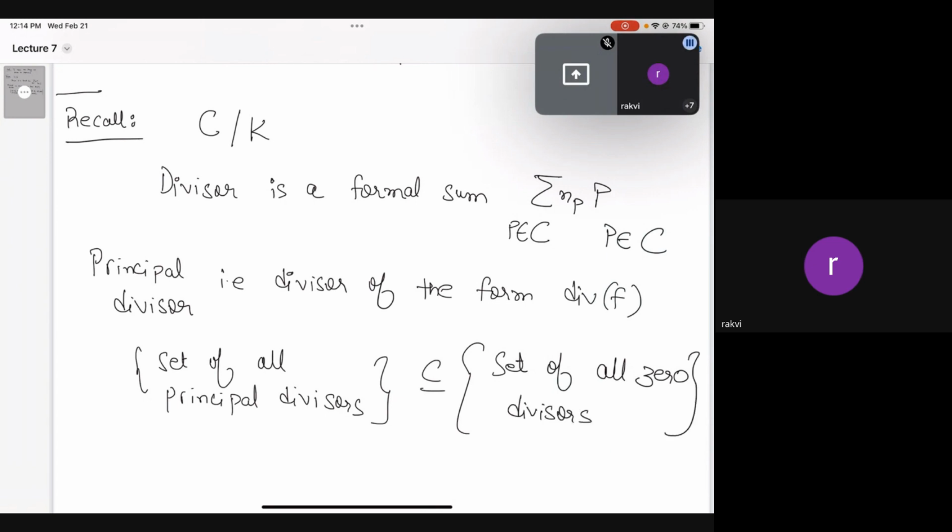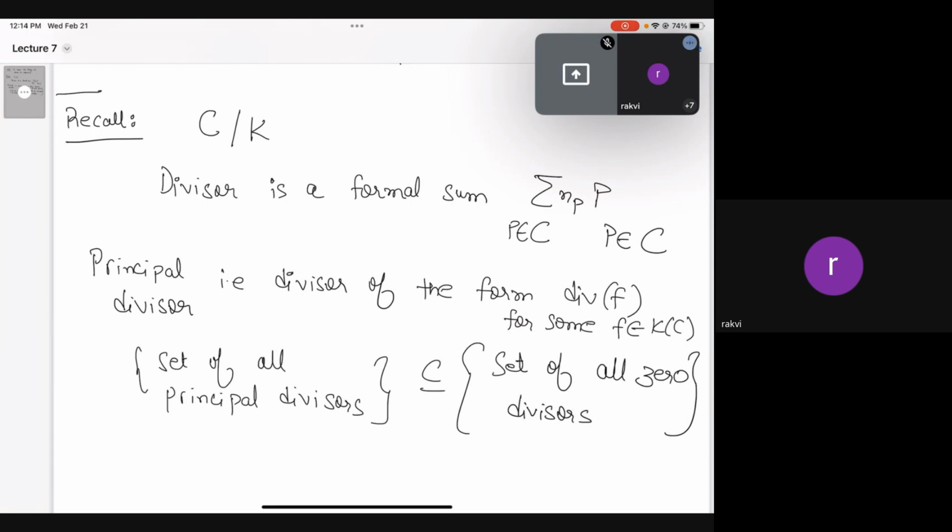Sorry, I don't remember where the zeros and poles are coming from. So we start with a function. f is a rational function defined on C, and the zeros and poles are basically the zeros and poles of that f. Let me say for some f in K(C).